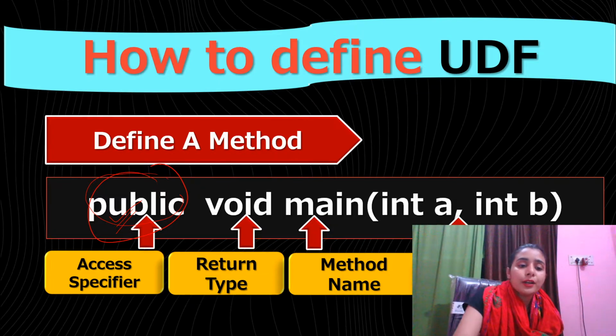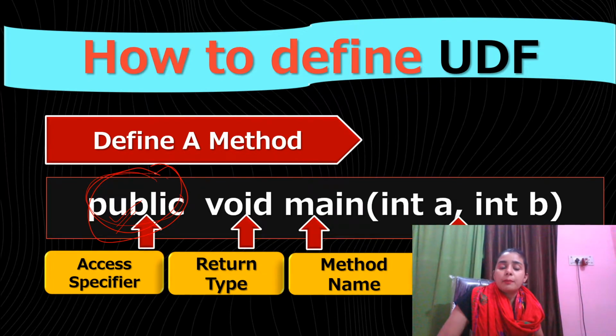So here we usually use public. Public is an access specifier. That means the accessibility of this function is everywhere, right? Outside the function also, inside the function also, outside the class also, right?